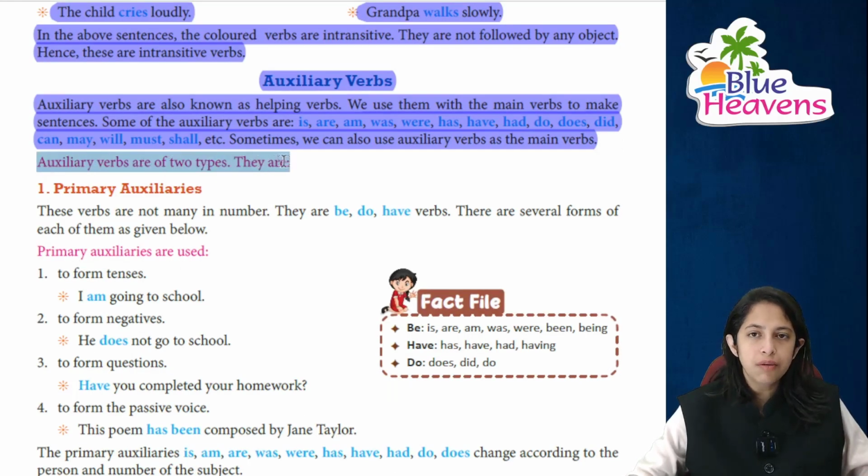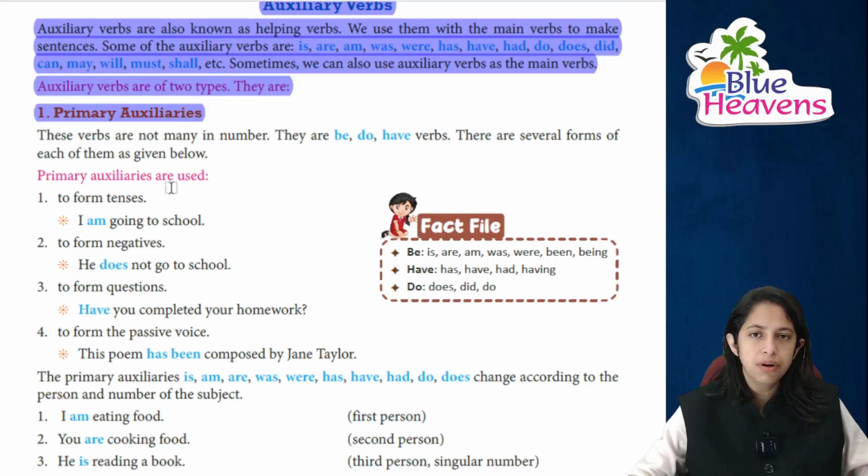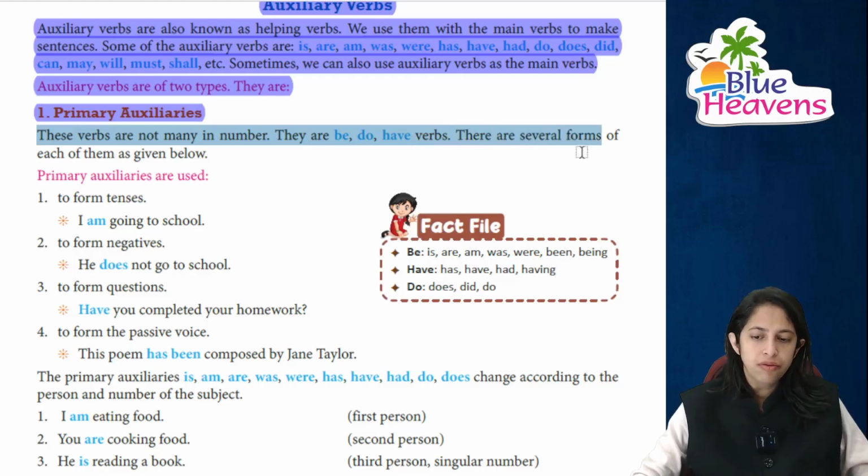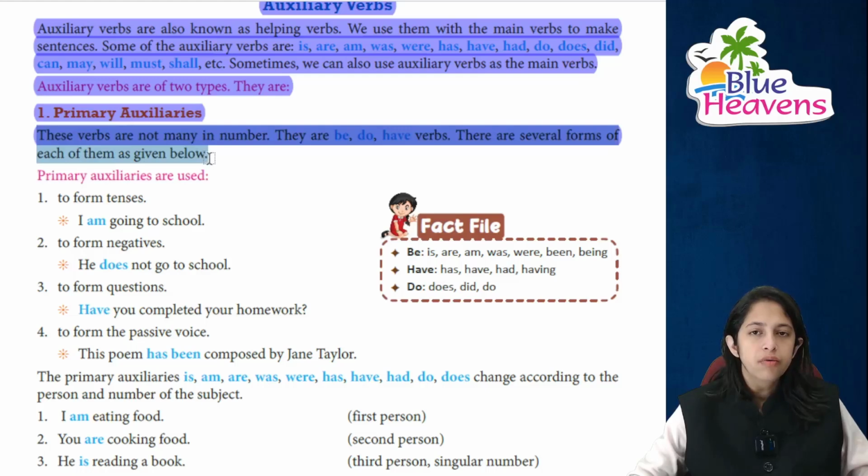Auxiliary verbs भी दो type की होती हैं and they are, first is the primary auxiliary. These verbs they are not many in number ज़्यादा नहीं है. They are be, do और have verbs. There are बहुत सारी several forms हैं of each of these which is given below.